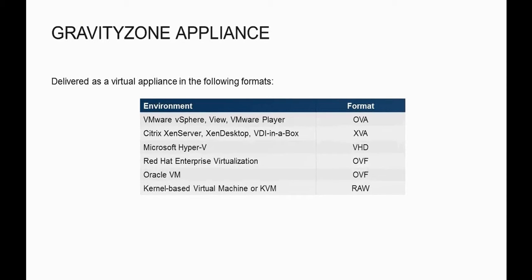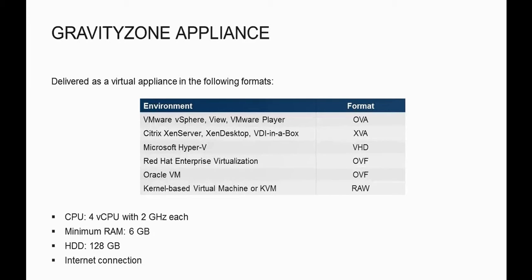GravityZone is delivered as a virtual appliance. The GravityZone appliance is available in the formats listed on this slide. Support for other formats and virtualization platforms may be provided, on request. By default, the GravityZone appliance will be deployed with the hardware configuration presented on the bottom of this slide.